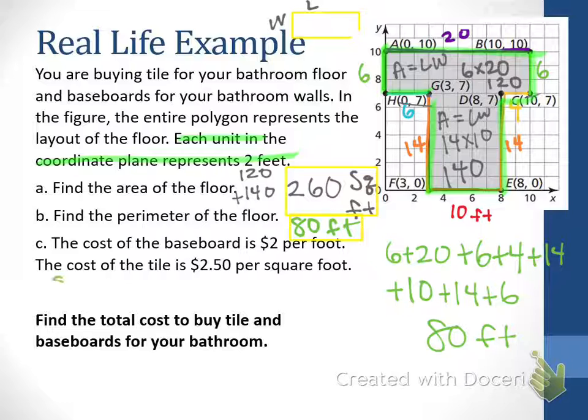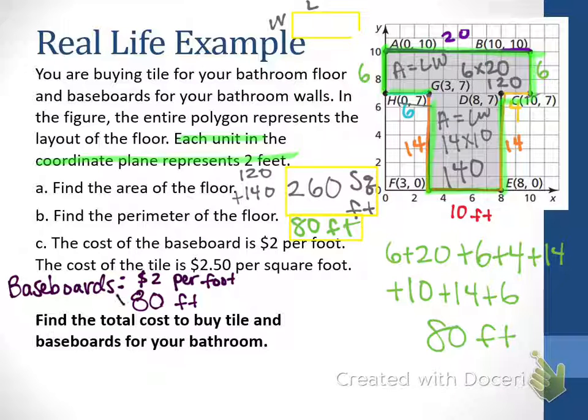So we know it's $2. For the baseboards, go ahead and write that down. It is $2 per foot. We know how many feet we need, don't we? How many feet do we need? 80 feet. So how can I figure out if each foot is $2 and I need 80 feet? What do I do with these two numbers? I multiply them. So it's going to cost me $160 for my baseboards, which is very cheap if you ask me.